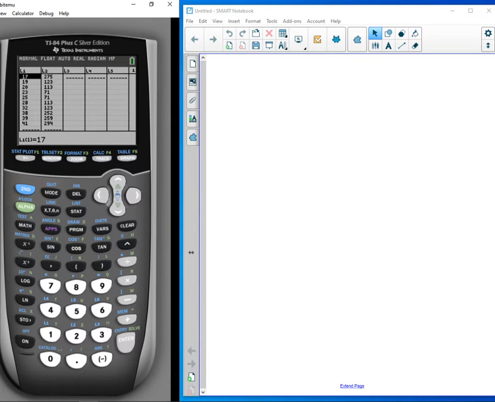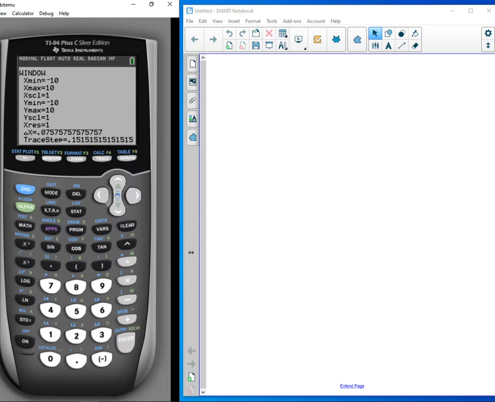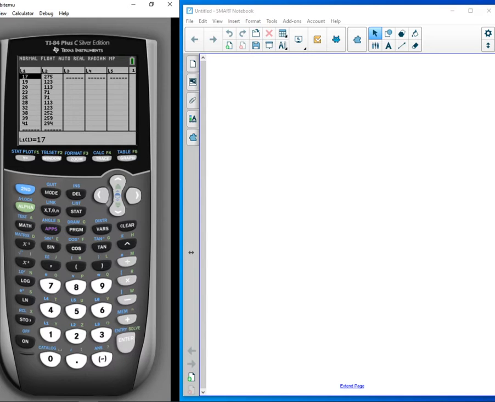Okay, so now that I have the data in there, I have to tell this thing where to look. So I'm going to go to Window, right here, and enter the X-min, X-max, Y-min, and Y-max from my table. My lowest L1, my lowest X, my X minimum, 17 is my lowest, I'm going to make it 15. My X maximum is 41, I'm going to make it 45.